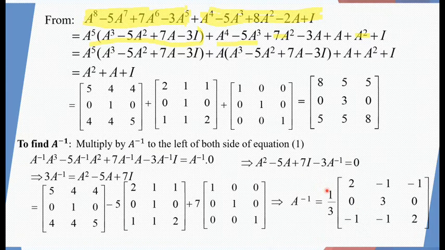So in this particular phenomenon, we get the value of A inverse also. Hope you understand this entire content.